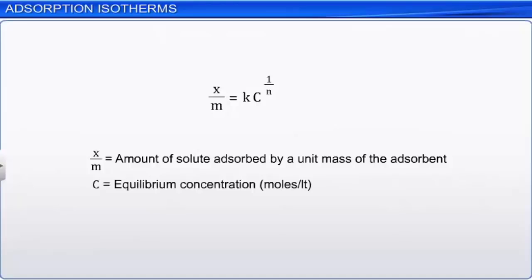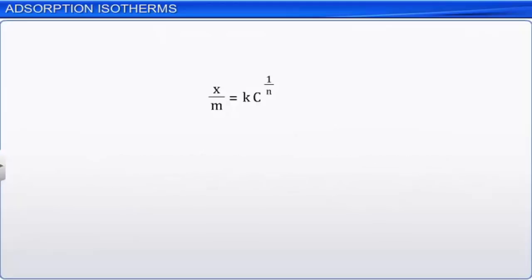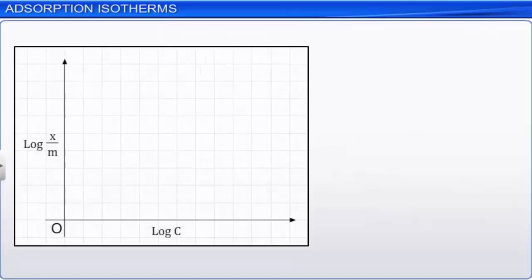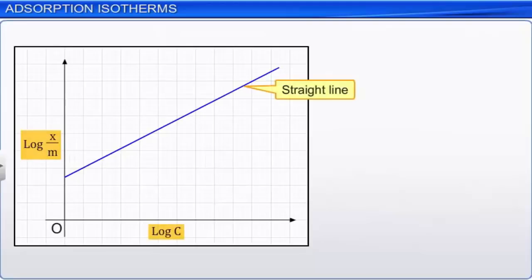Taking logarithm of this equation, we get log x by m is equal to log k plus 1 by n log c. This equation also corresponds to the equation of a straight line, y equal to mx plus c. If the graph between log x by m and log c is a straight line, then we say that the Freundlich adsorption isotherm for solutions is valid.